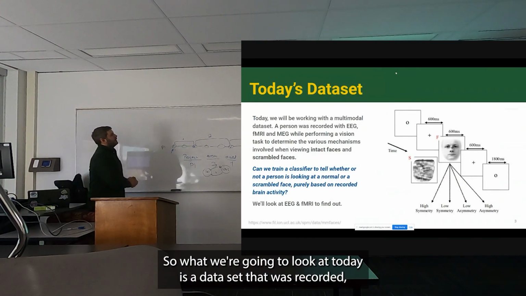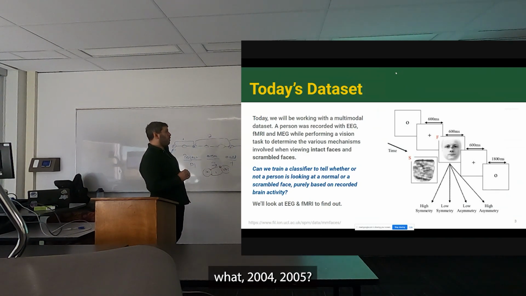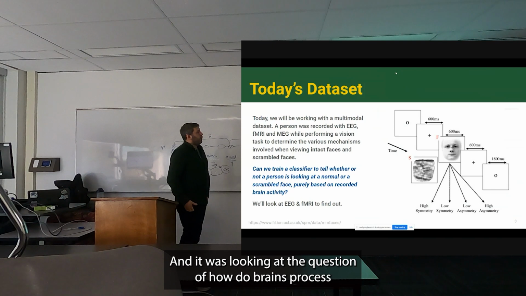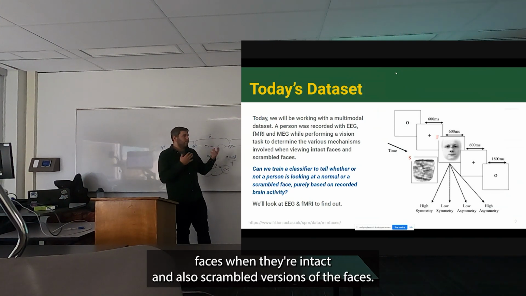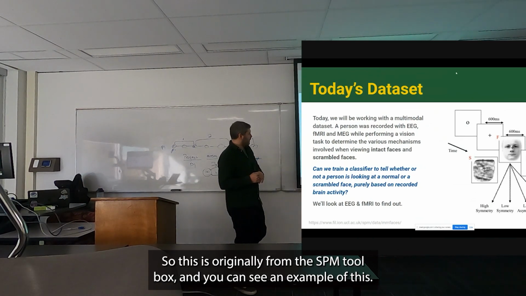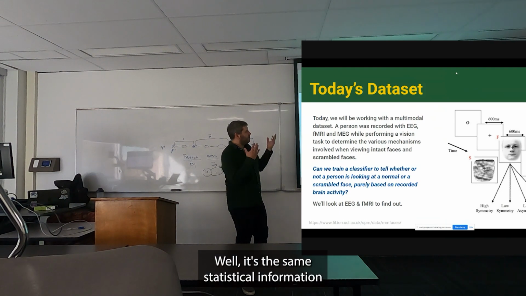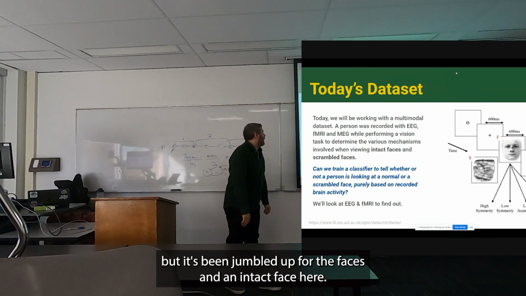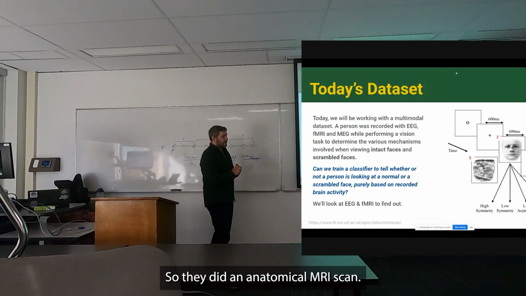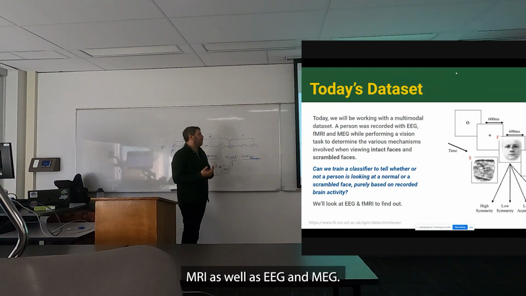What we're going to look at today is a data set that was recorded in 2004, 2005? It was looking at the question of how the brain processes faces when they're intact, and also scrambled versions of the faces. This is originally from the SPM toolbox, so you can see an example of a scramble. It's the same statistical information, but it's been jumbled up, and here you see an intact face. They did an anatomical MRI scan, some functional MRI, as well as EEG and MEG.